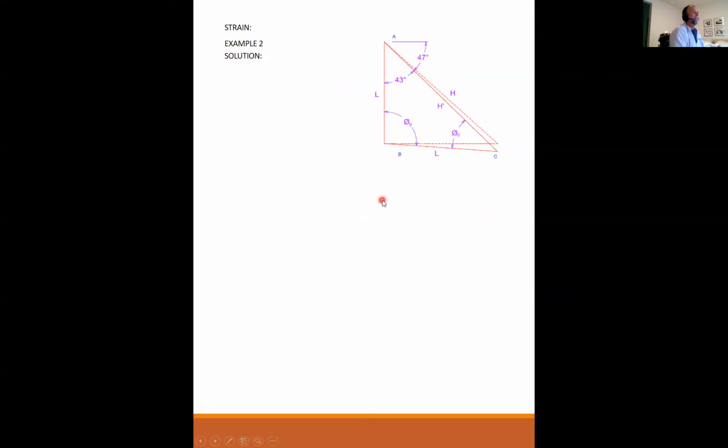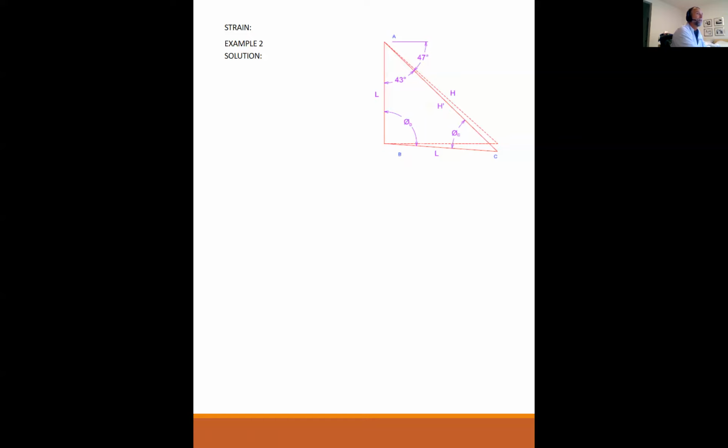But remember the end game. What is it we're looking for? We're looking for strain. And what is the definition of strain? Strain is the new length minus the original length, over the original length. So I need the new length and the original length. In this case, L was already taken up by the problem statement, so I used an H for hypotenuse, and an H prime for the new hypotenuse. So now my challenge is to come up with what is H and what is H prime.